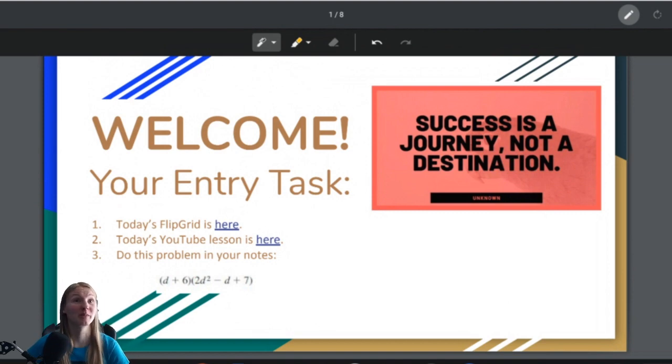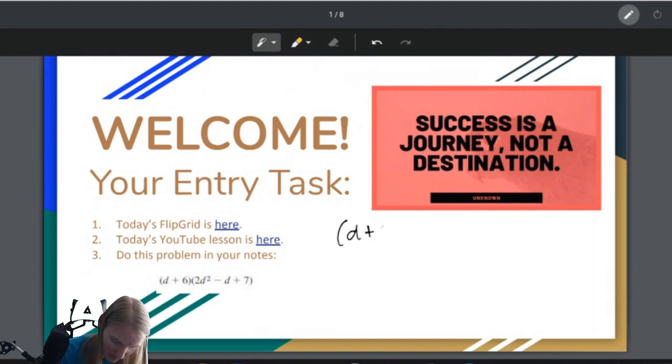You should do this problem in your notes, so pause the video and try that problem, and unpause it to see if you're right, because I'm going to do it now. So, we are going to start with d plus 6 times 2d squared minus d plus 7.